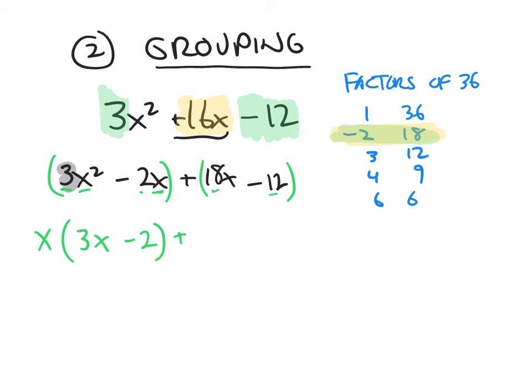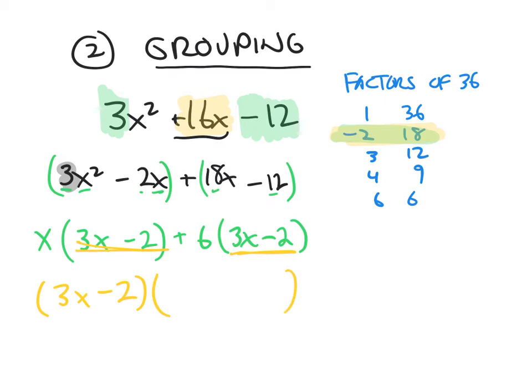These both have a 6 in it, so let's take a 6 out. And look, these both have a 3x minus 2 in them. So we have two terms. They both have a 3x minus 2, so I'm going to take the 3x minus 2 out. If I take out the 3x minus 2, this is gone and I have an x left over. If I take it out of this term, I have a 6 left over, and that's our answer.